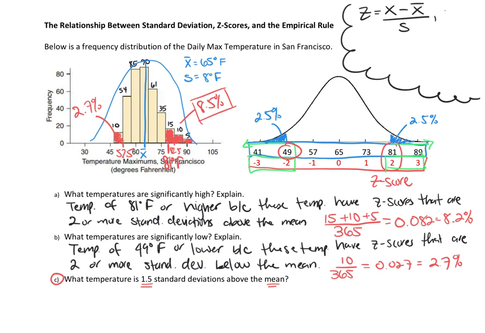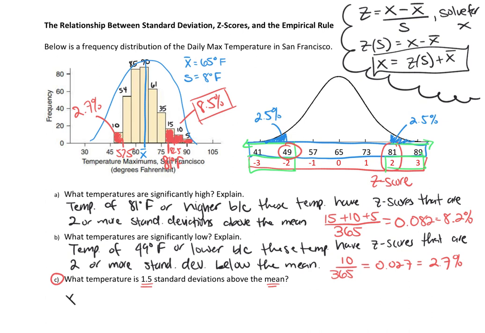So here we're going to take this formula and we're going to solve it for x. So using some algebra here, I'm going to multiply both sides by s, and that gives me this equation, and then I'm going to add x bar to both sides. So this tells me that x is equal to z times the standard deviation plus the sample mean. So we can use this formula to find any value when we know that value's z-score and we know the mean and the standard deviation for the sample. And we can also do this for the population as well.